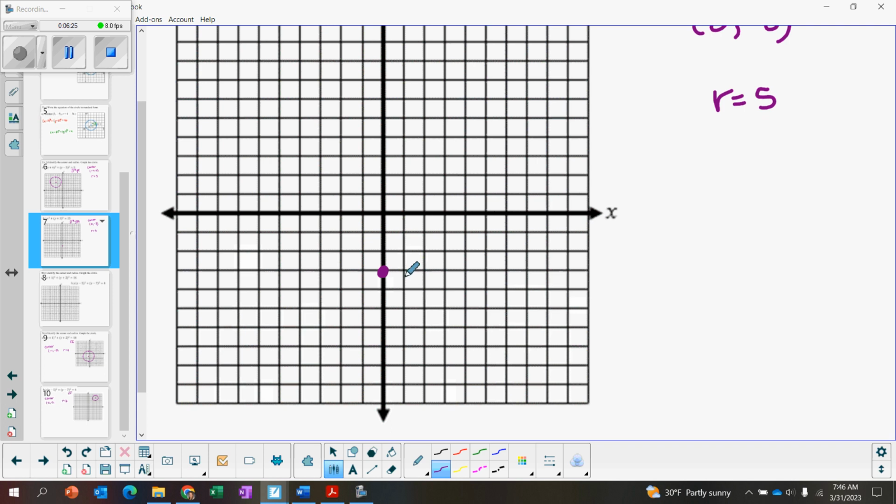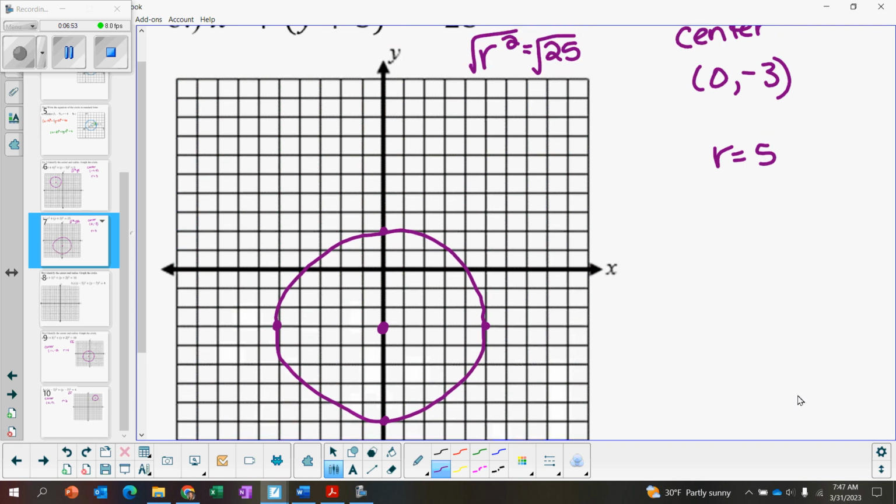1, 2, 3, 4, 5. 1, 2, 3, 4, 5. 1, 2, 3, 4, 5. And 1, 2, 3, 4. All right, this could be terrible. Not great, not the worst. All right, and that's our answer for that one.